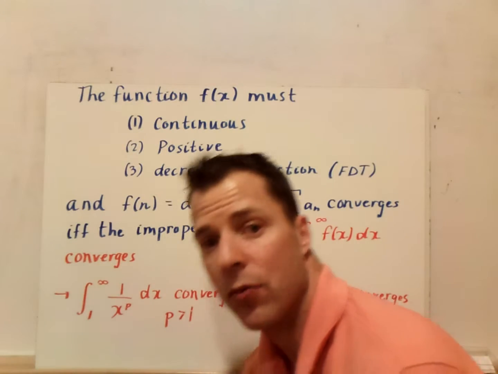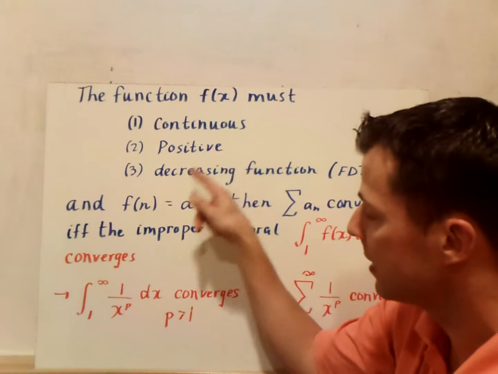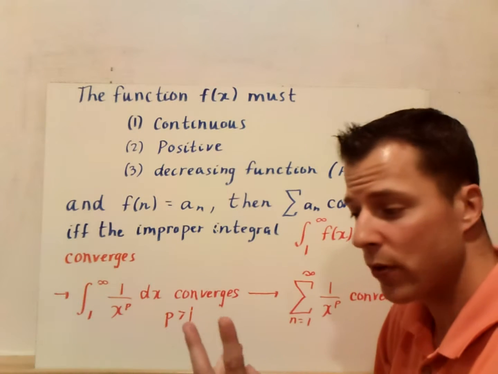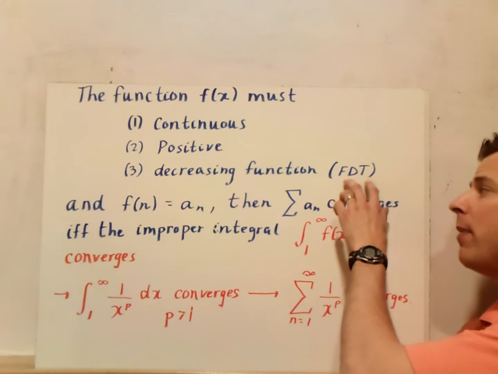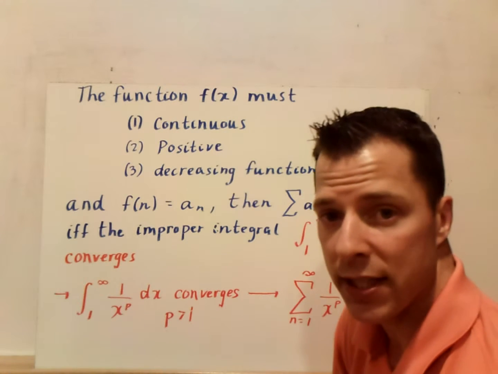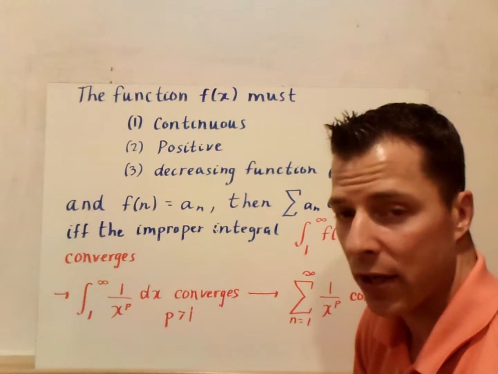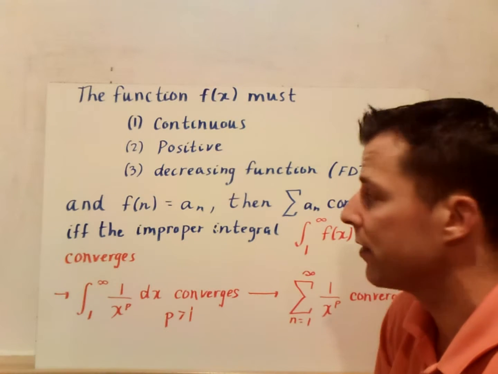So a couple things we want to be careful of. The function f of x must be continuous, positive, and decreasing. Those three things, okay? You might need to use the first derivative test, f prime, in order to show that the function is decreasing. Most of the time you might be able to tell, but it could pop up. I don't think it will on the BC exam like that, but you never know.